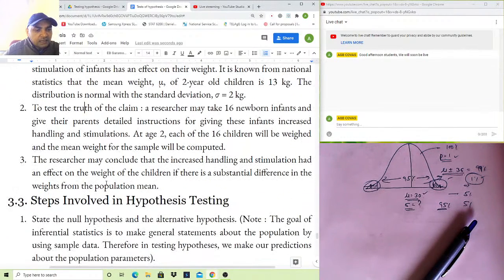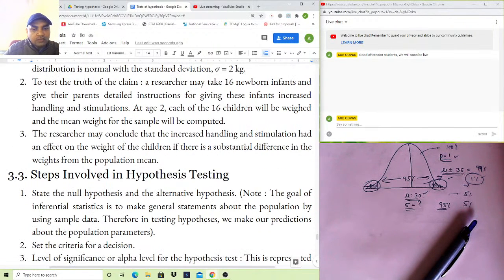So to test the truth of the claim, a researcher may take 16 newborn infants, for example, and give their parents detailed instructions for giving these infants increased handling and stimulation. At age 2, each of the 16 children will be weighed and the mean weight of the sample will be computed. Now, the researcher may conclude that the increased handling and stimulation had an effect on the weight of the children if there is a substantial difference in the weight from the population mean.